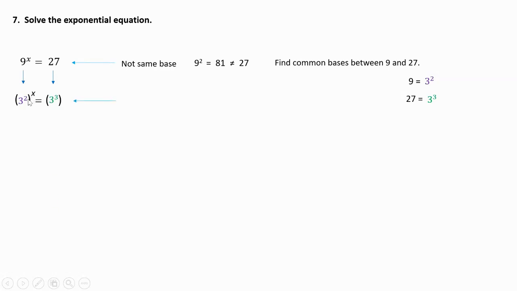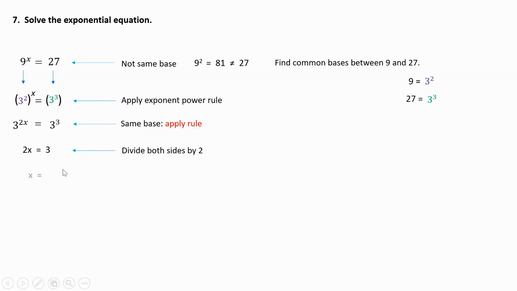Now we apply the power rule. When you have a power to a power, we multiply the powers. So this will be 3 to the 2 times x, which gives us 2x. And then the right side will just be 3 to the third power. When you have the same base, then you let the exponents equal each other. And all we do is solve for x. So we divide both sides by 2, so x equals 3 over 2. That's my answer for number 7.